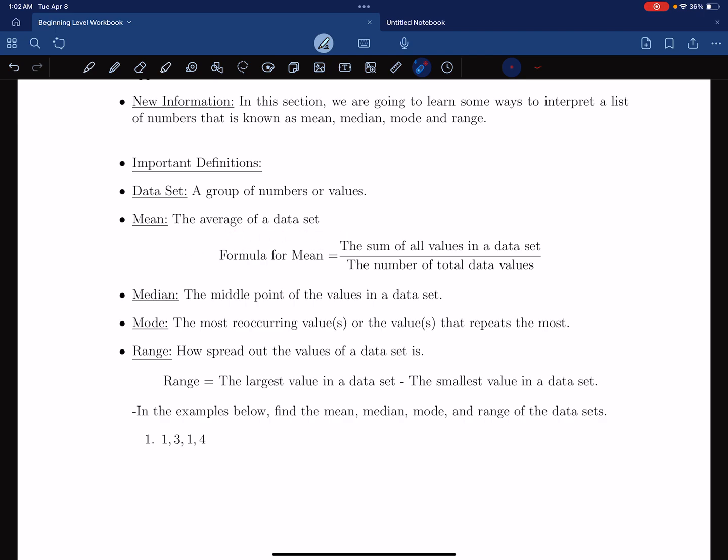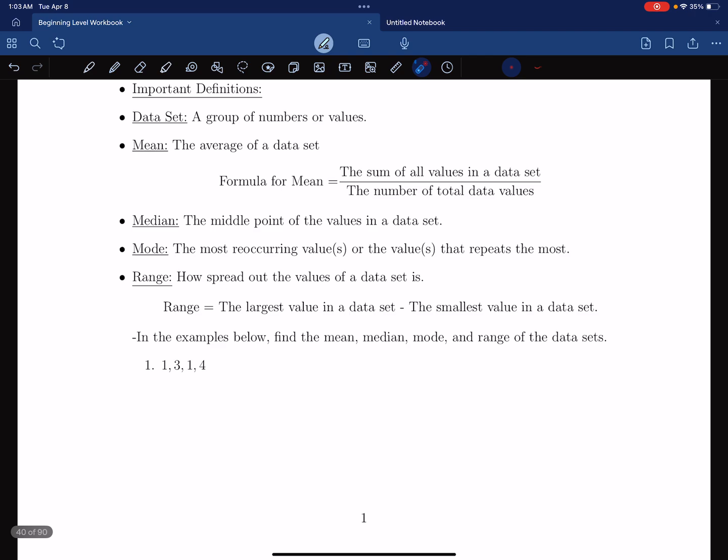And we actually have a formula for mean. To find the mean, you add up all the numbers, or you take the sum of all the values in the data set, and then you divide that by the total number of data values. So for example, in example 1, we have 1, 2, 3, 4 data values. So you'd add up all 4 of these, that's what you get in the numerator, and then you divide that sum by 4.